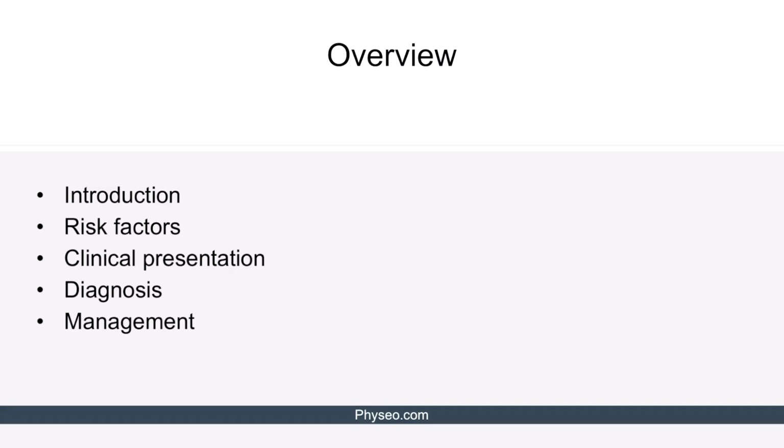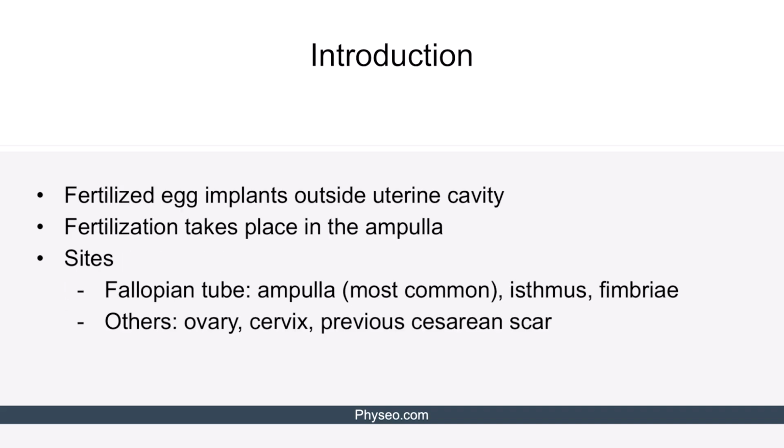Let's get started. Here's our overview slide. Let's begin with an introduction. Ectopic pregnancy happens when a fertilized egg implants outside the uterine cavity.